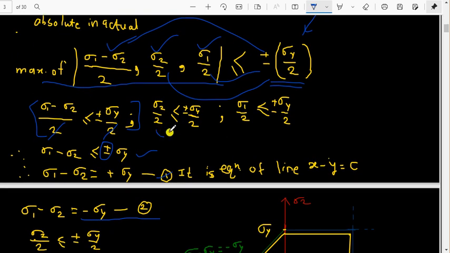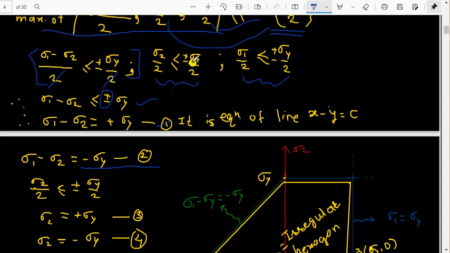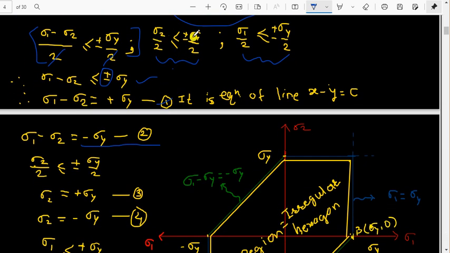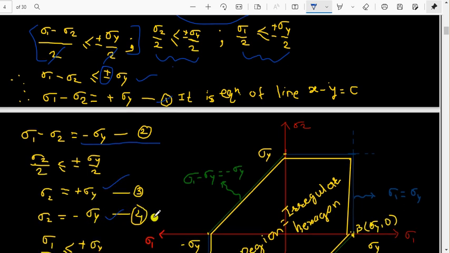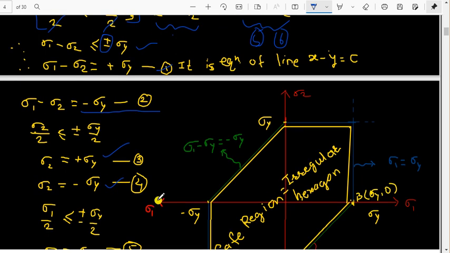Similarly, we will also write two equations for this equation. So we will write equation number 3, sigma 2 equal to positive sigma y, and sigma 2 equal to negative sigma y. Similarly, we will write equation number 5 and 6 from this. Here I have written it.